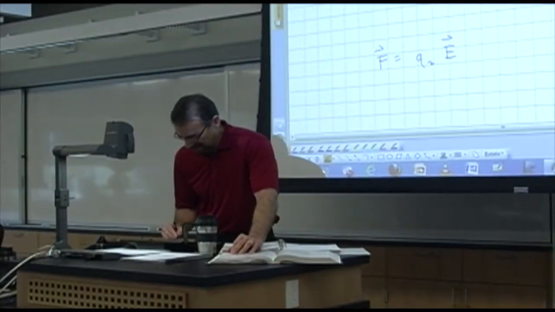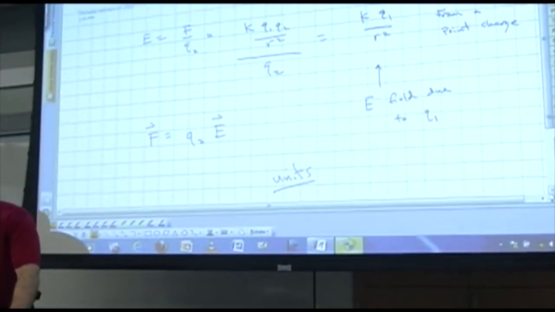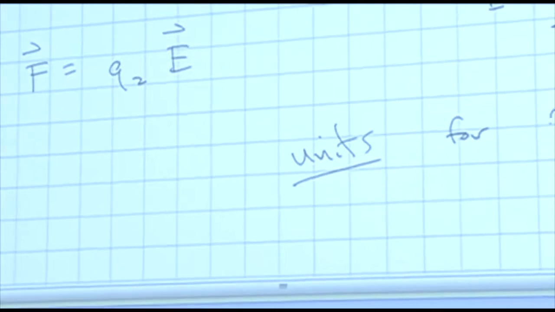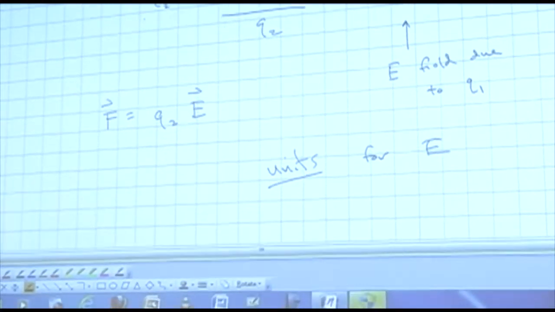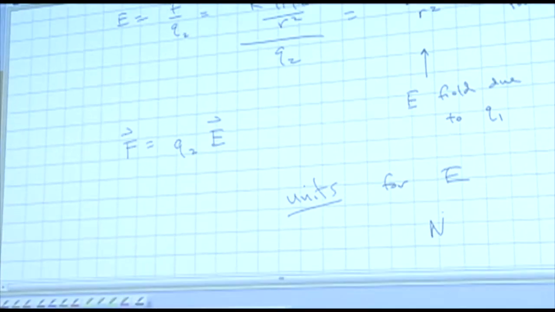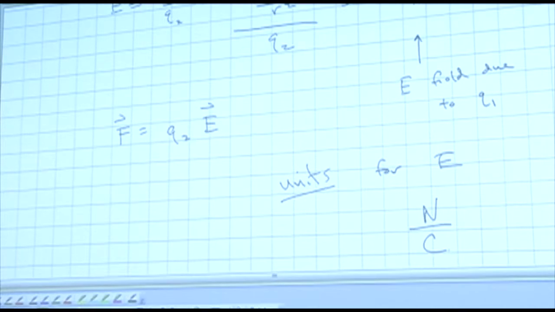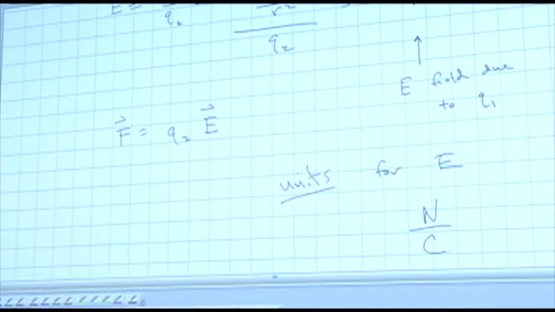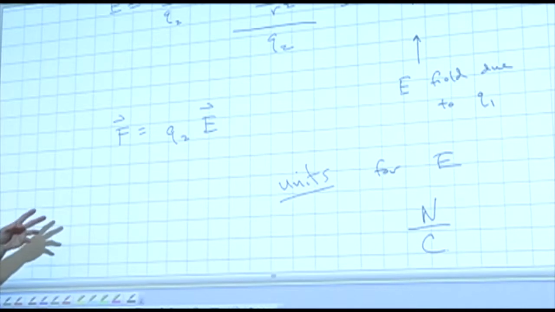Units for electric field. Forgot to mention units. What is it? It's force divided by charge. The units for force, newtons. The units for charge, coulombs. So a newton per coulomb is what we're using right now for electric field. As we get into the next chapter, we'll see that there are other units that are acceptable also for electric field, but right now newtons per coulomb.